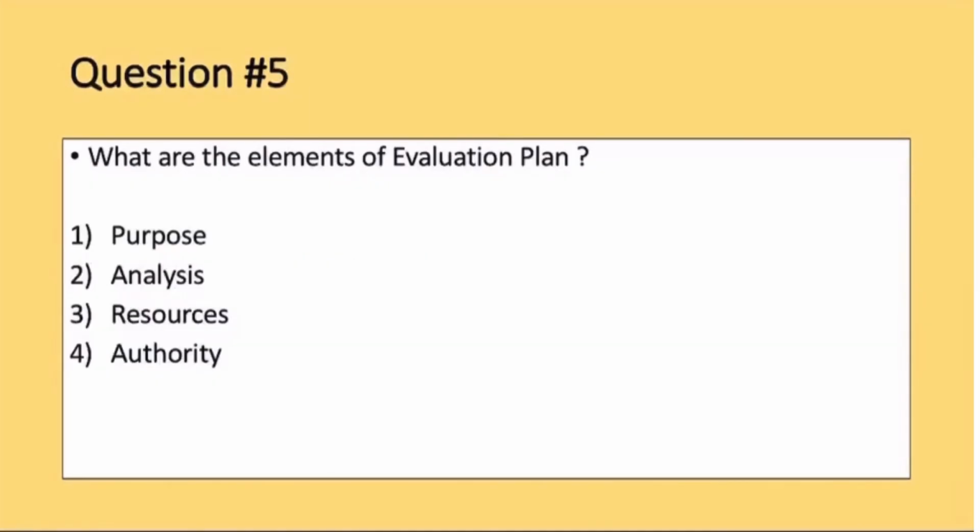Fifth question, what are the elements of evaluation plan? So we saw that the purpose, methods, tools that we use, criteria, all these form an evaluation plan. So here there are options: purpose, analysis, resources, and authority. What are the elements? So authority is not an element of evaluation plan. Only 1, 2, and 3 are the elements of evaluation plan.